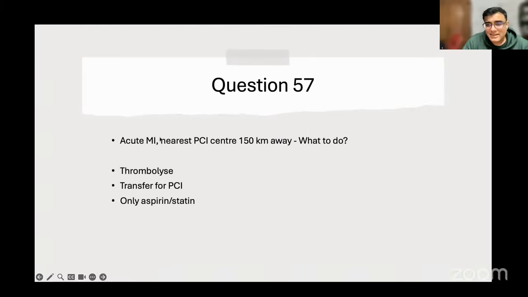Acute MI scenario with the nearest PCI center 150 kilometers away. What to do? Whenever it is taking you more than 120 minutes for PCI, you should thrombolyse the patient according to the guidelines. So thrombolysis is the correct option there.